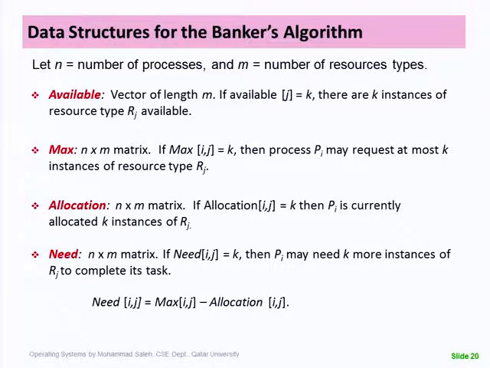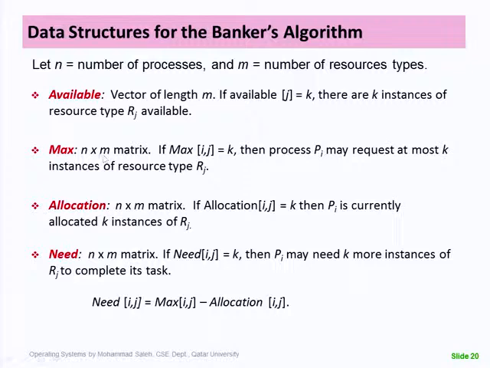The algorithm is based on prior information that is provided by processes in the system. That kind of information is basically what we represent in this algorithm as the max matrix. The max matrix is basically the type of resources and number of instances of each resource a process will be claiming at maximum during its life cycle.